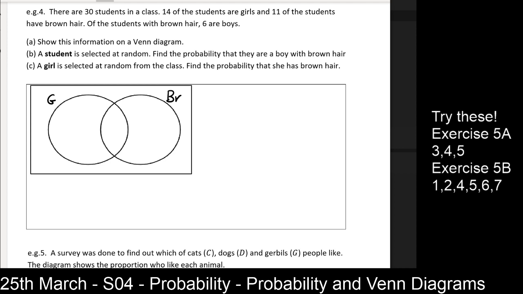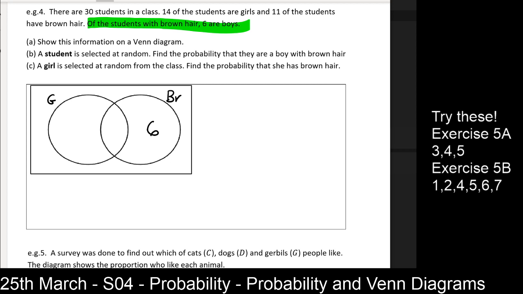So I'm told that of the students with brown hair, 6 are boys. So there's nothing I can really do about the fact that 14 are girls at the moment, because I've got these 2 sections here, and I don't know how that's split up. And same with the brown hair at the moment, I've got this 11 here, I don't know how I'm splitting up that 11. But more specifically, of the students with brown hair, 6 are boys. So I know that this circle here needs the number 6.